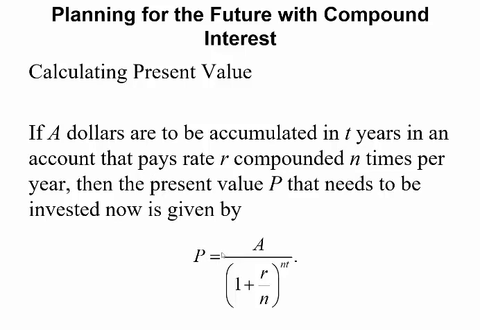Well, the present value is equal to the future value that you want to have in the account, A, divided by 1 plus R divided by N, raised to the N times T power. Right? So basically, if you think about it, you were just taking this and dividing it over to the A side.